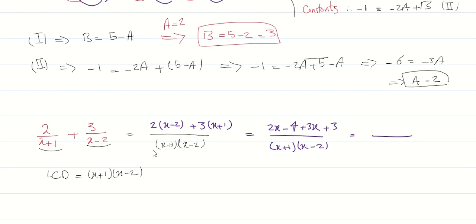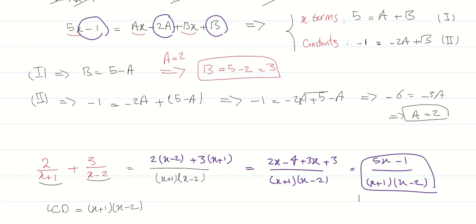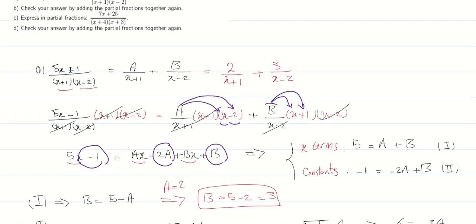So on the top, we're just going to add the x terms, which is 5x, and now we're going to add the constants, which is minus 4 plus 3, minus 1. And on the denominator, we're going to have the same terms. And we're going to check if this expression is the same as the question, which is the top is 5x minus 1. And we can see we had 5x minus 1 on the top as well.